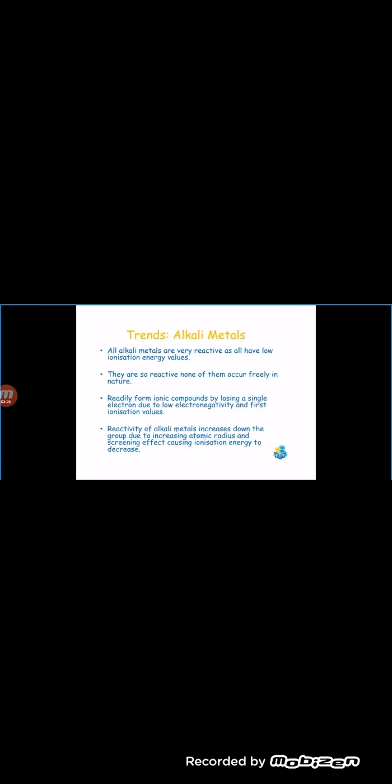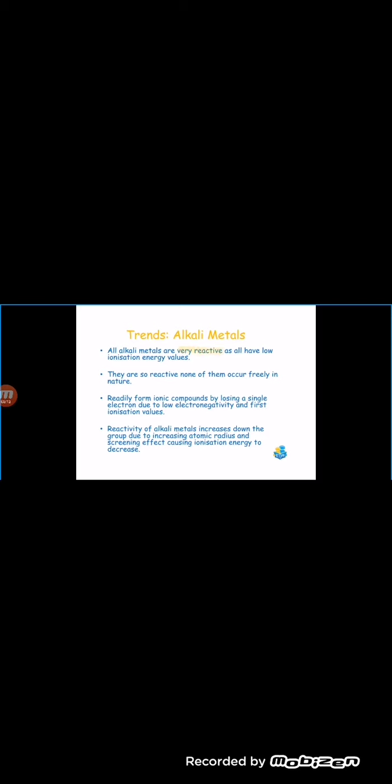So you've got the alkali metals, the alkaline earth metals, the halogens, and the noble gases. So it's worthwhile having a read through each of these just to refresh your memory from junior cycle. In particular, we're going to look at the alkali metals and the halogens. So let's start with the alkali metals. The trends with the alkali metals.